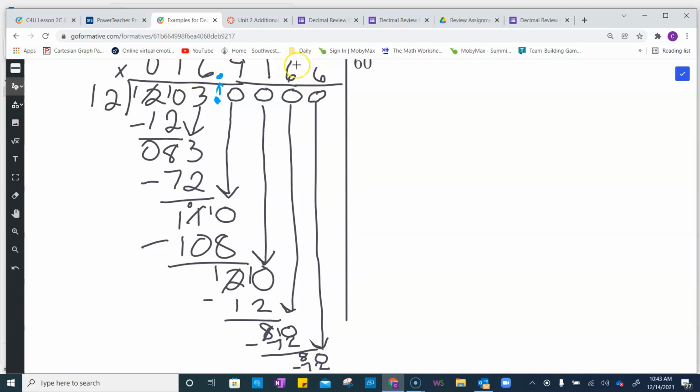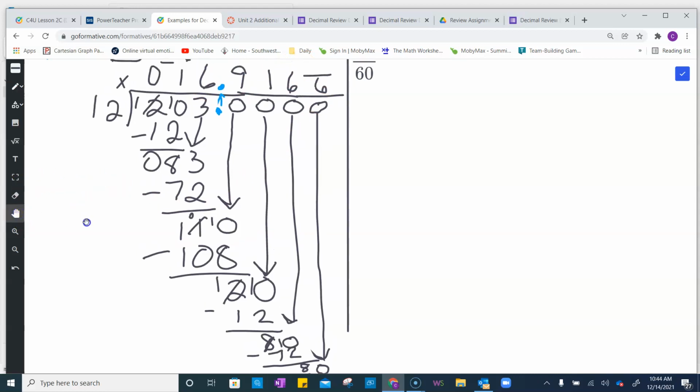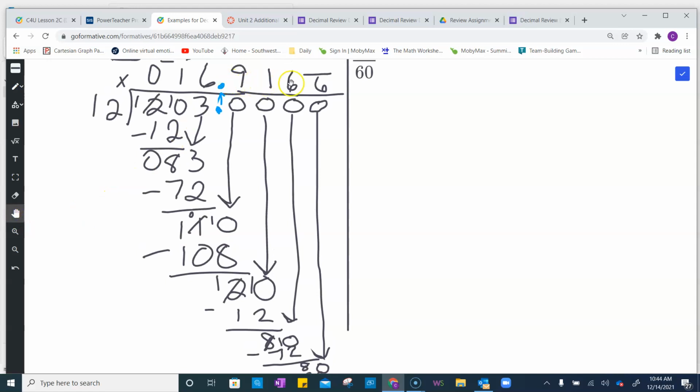So we say this is a repeating decimal. So we just put a repeating bar over our answer. So our answer is 16.916 repeating. Okay, so that is our final.